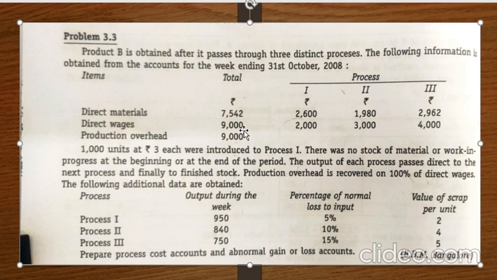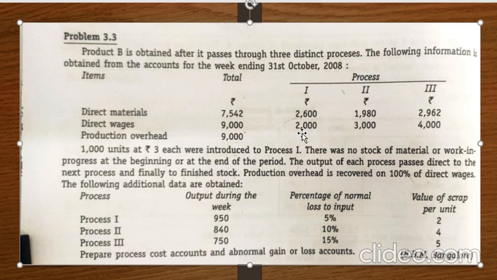So here they have given you production overhead total, which is 9,000. But to divide into process 1, 2, 3, they have given in the adjustment here stating production overhead is recovered at 100% on direct wages. So have they given direct wages in the problem? Yes. Direct wages is how much? For process 1 it is 2,000, for process 2 3,000, for process 3 it is 4,000.